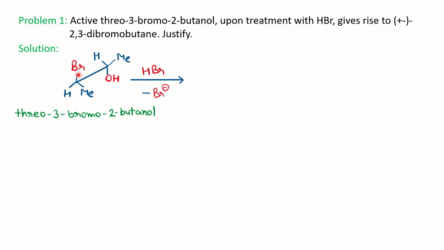And we have drawn the Sawhorse projection where you are showing the two groups anti to each other. So you have to draw a conformation in which you show them anti to each other, and they are asking you to draw the threo conformation. And in the threo conformation, as you can notice here in this Sawhorse conformation, the two H groups and two Me groups are on the same side. So 3-bromo-2-butanol, and the condition is given in acidic conditions.